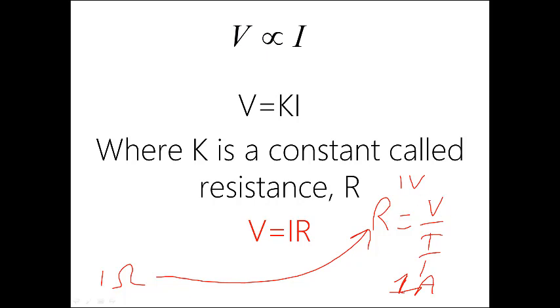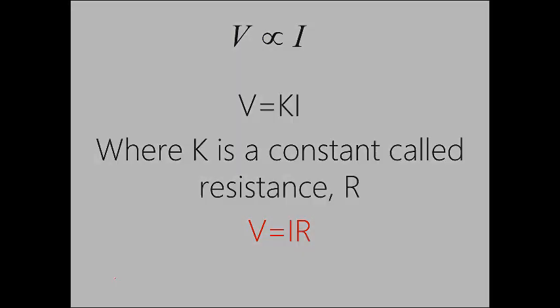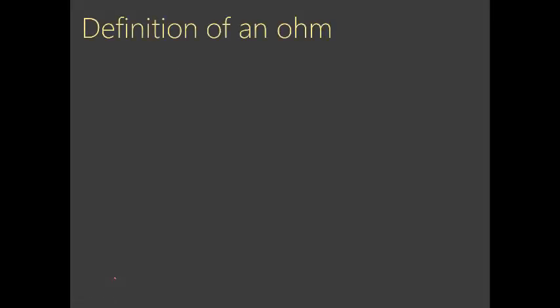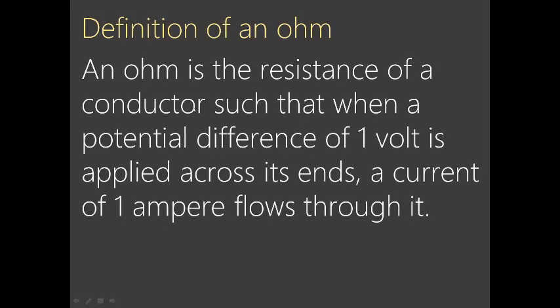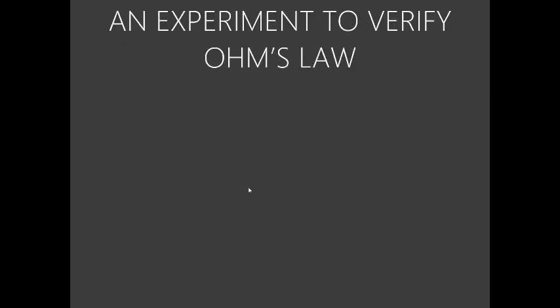V is 1 volt, I is 1 ampere, R will become 1. So we define an ohm as the resistance of a conductor such that when a potential difference of 1 volt is applied across its ends, a current of 1 ampere flows through it. Now we are going to describe a simple experiment to verify Ohm's law.